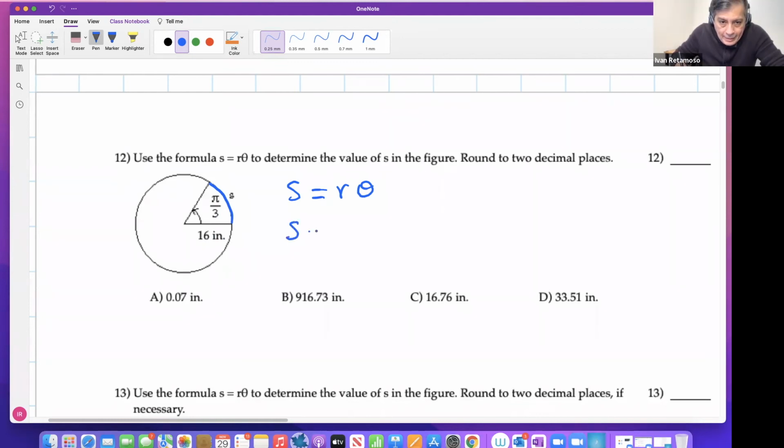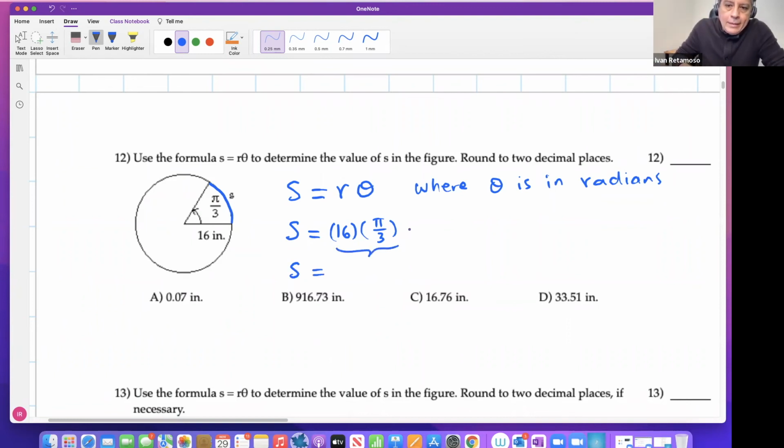So clearly S has to be equal to what? Radius 16 inches, right? Times the angle. The angle is in radians, so I don't have to convert it to radians, right? Because this formula, remember, works when theta is in radians, right? But we got lucky. The angle is in radians, so all we gotta do is just this, right? It's computation. So let's do it together. And they say round your answer to 2 decimal places. Let's keep that in mind.